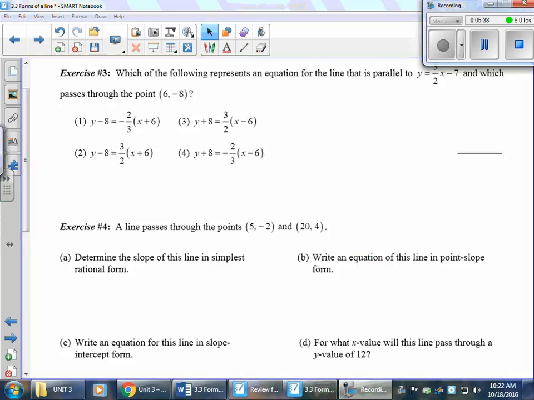Exercise 3. Which of the following represents an equation for the line that is parallel to y equals 3/2 x minus 7 and which passes through the point (6, -8)? So, give it a couple of minutes. Think about what characteristics parallel lines have.